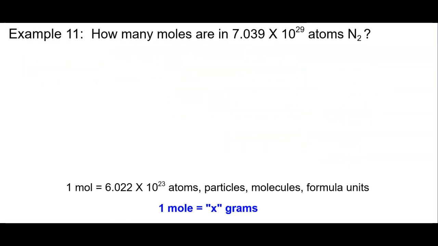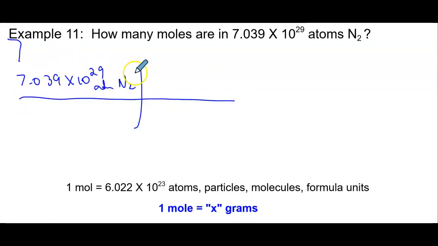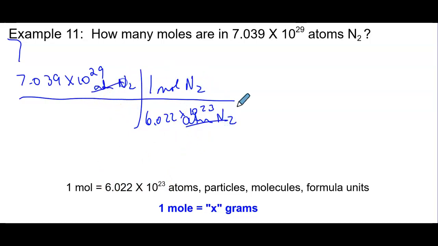All right, number 11, last example before we finish up with this skill. So we're going to start with 7.039 times 10 to the 29th atoms of nitrogen. So we're going to start with what we're given. We know we have to have atoms of nitrogen here, and we know the number that goes with the word atoms of nitrogen, so it cancels, is 6.022 times 10 to the 23rd. What it's equal to goes on top, 1 mole of what? Of N2. So atoms of nitrogen cancel, leaving me moles.